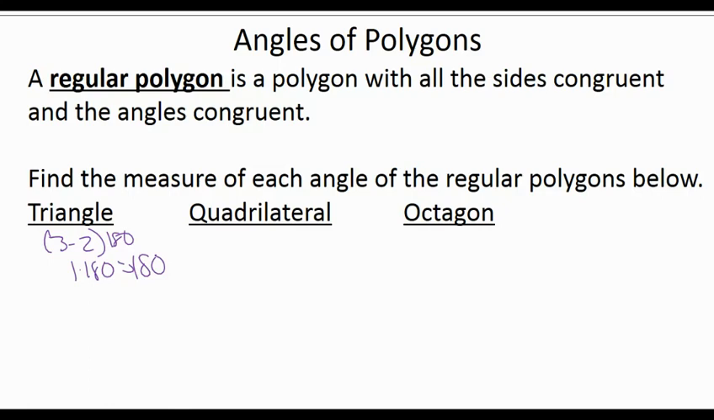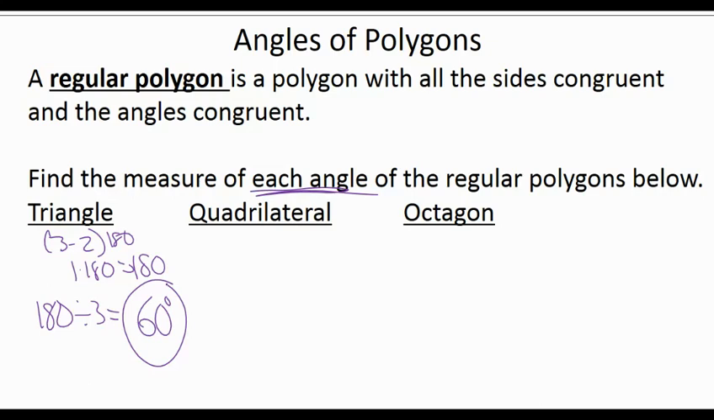But it says find the measure of each angle of a regular polygon. So a triangle has three angles. So I'm going to do 180 divided by 3. I do that. I'm going to figure out each angle of a regular triangle is 60 degrees. So make sure you read what the question's asking. We're asked to find the measure of each angle of the regular polygon.